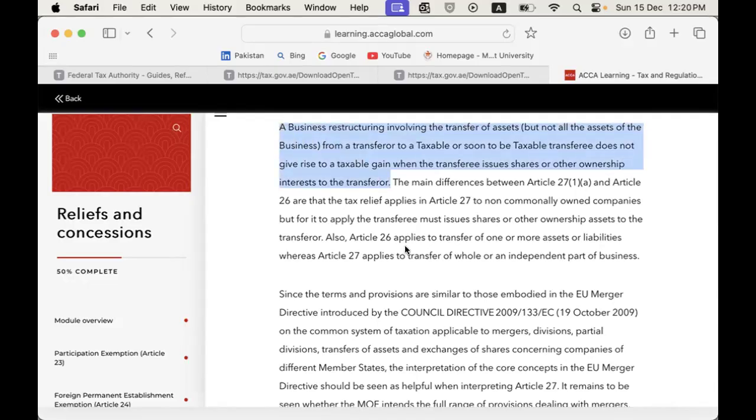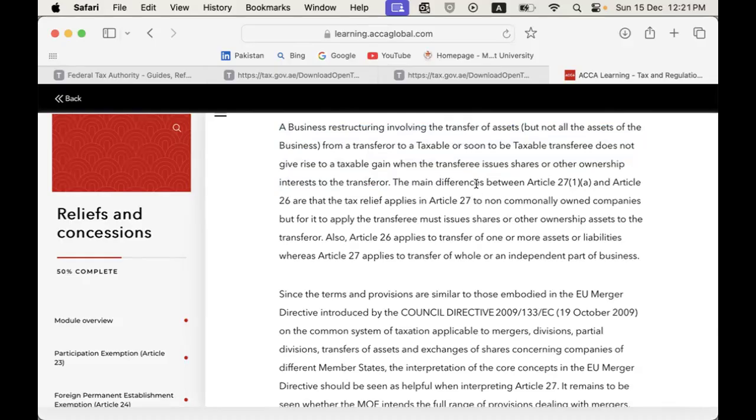It's a transaction that will be exempt because this is a relief. No taxable gains or loss will be taken into account. The main difference between Article 27 and Article 26 is that the tax relief applies in Article 27 to non-commonly owned companies. So yeah, this is a great thing.